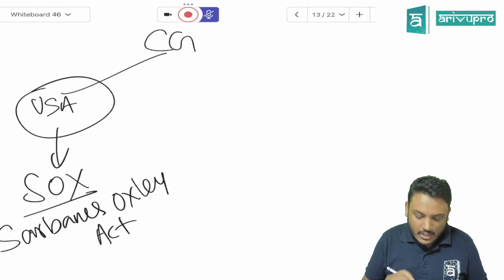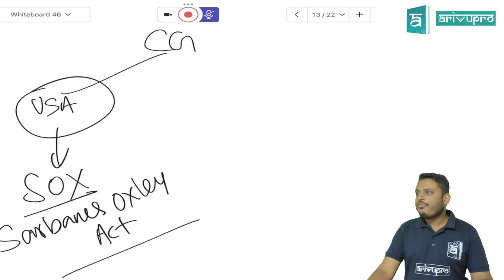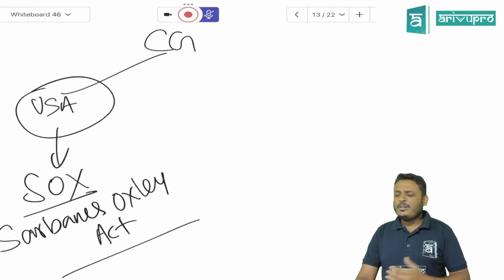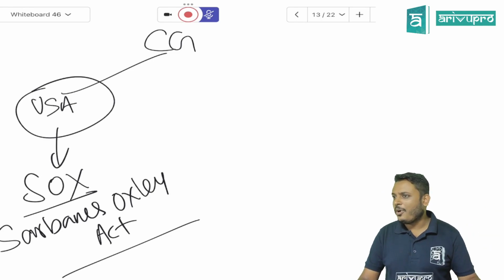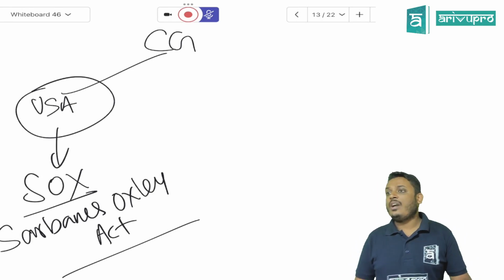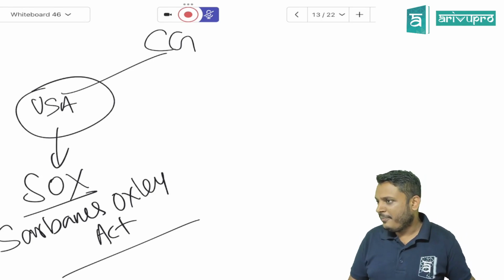The Sarbanes-Oxley Act is a form of corporate governance, but it's in the rule form, rule-based. All the companies should comply with the requirements of corporate governance. You will study the Sarbanes-Oxley Act in your paper called Strategic Business Leader, SBL.